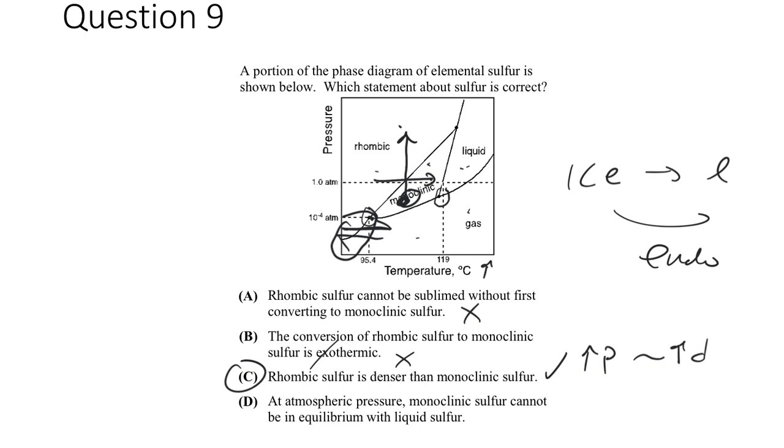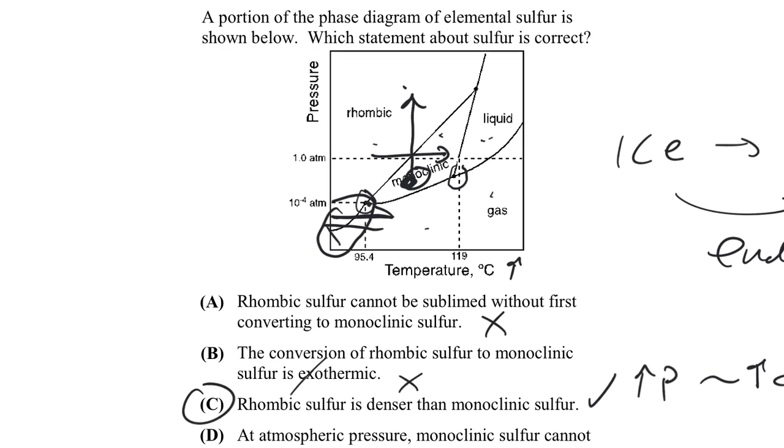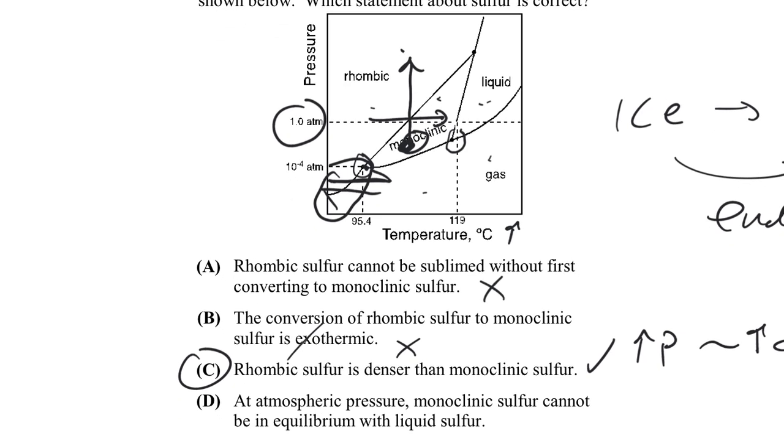And let's make sure, hopefully statement D is false. So at atmospheric pressure, monoclinic sulfur cannot be in equilibrium with liquid sulfur. One here, so that's standard atmospheric pressure. I would almost rather say at standard atmospheric pressure, but I think that's what they're trying to imply. So at standard atmospheric pressure, monoclinic can indeed be in equilibrium with the liquid phase here because we see a transition from the one state to the other. So this is not a true statement.